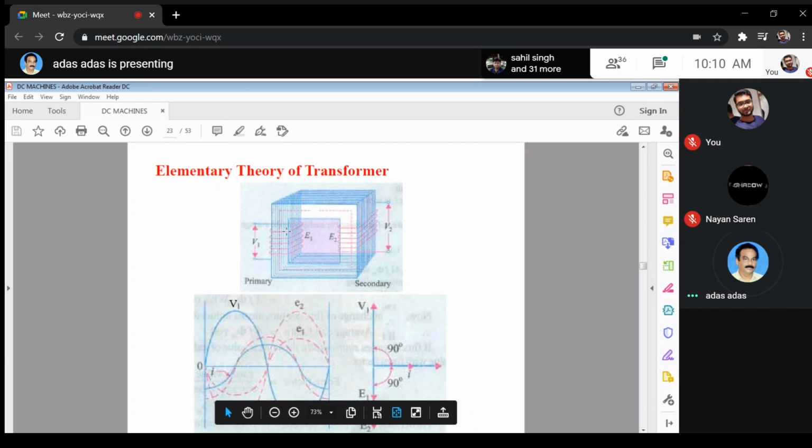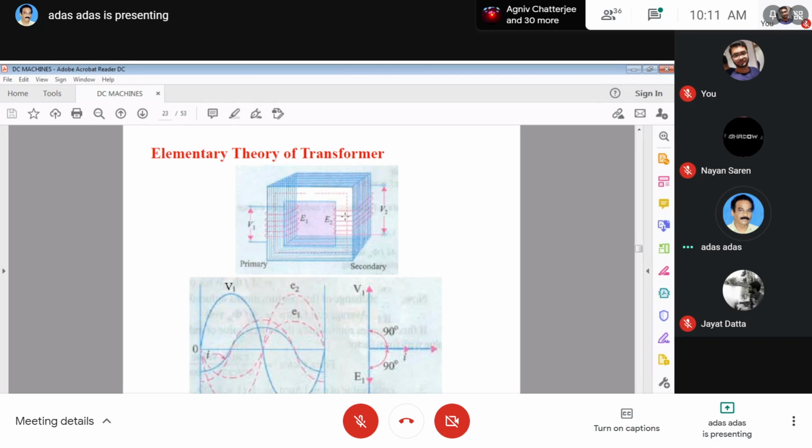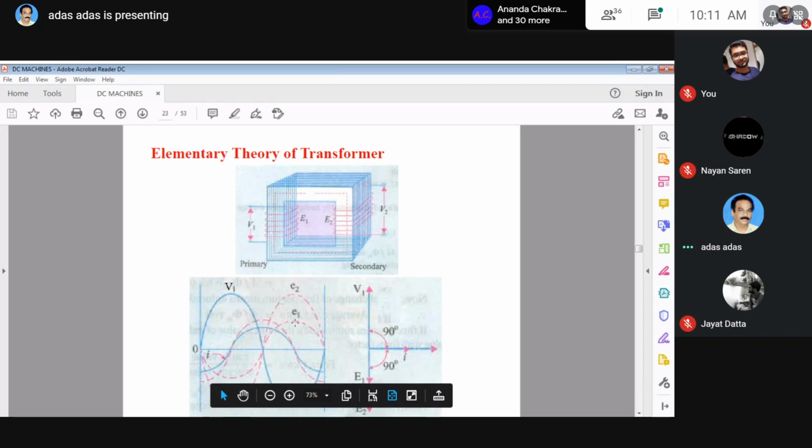If we apply voltage here, current will flow. This current is lagging in nature, lagging V1. It creates a flux, which circulates in this closed path. The flux is associated with the secondary coil, so there is d phi by dt, and EMF will be induced here, which is E2. E2 and E1 are in the same phase, as drawn here. So this is the phasor diagram.